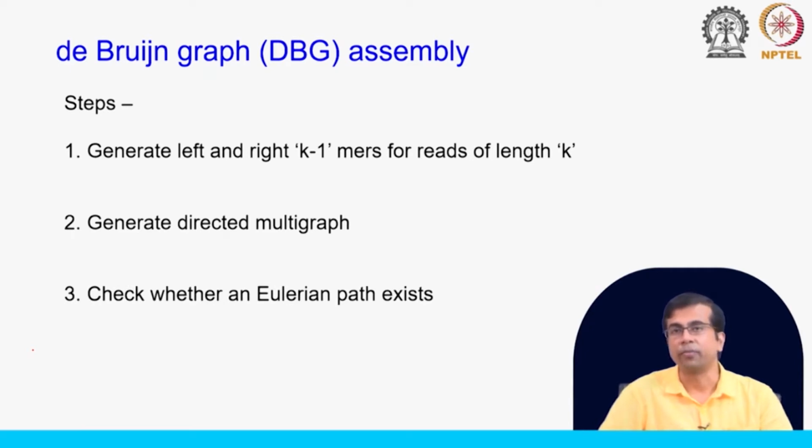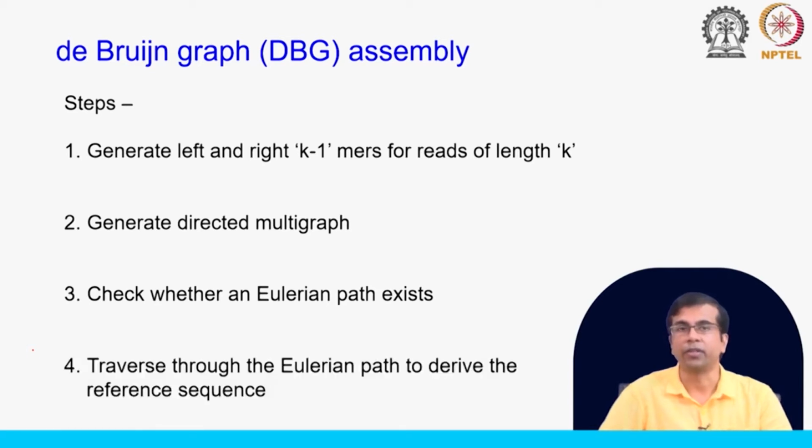In the third step, we look at the property of the graph that we have created, and we talked about balanced and semi-balanced nodes. Based on fulfillment of certain criteria, we can check whether there is an Eulerian path available in the graph. This will establish that there is an Eulerian path. We also talked about this Eulerian path: it is a path that traverses every edge exactly once, and as we traverse through the graph using this Eulerian path, we generate the reference sequence. So, we derive the reference sequence by traversing through this Eulerian path.